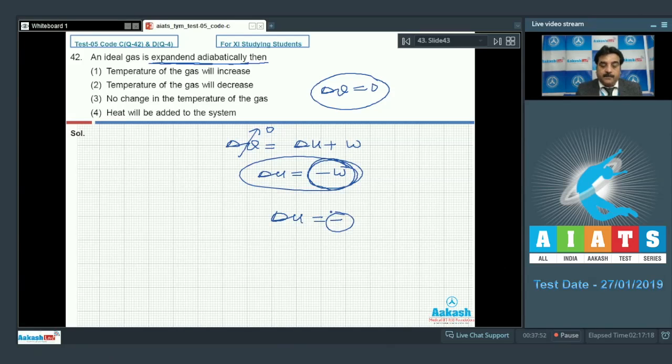If delta U, the change in internal energy, is negative, and that depends only on temperature in the case of an ideal gas, we can observe the temperature of the gas will decrease. That is why I am going to select option number 2. Temperature of the gas will decrease. So option number 2 will be the right choice. And now I am going to take question number 43.